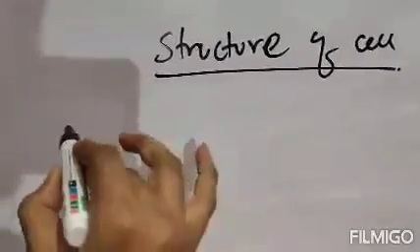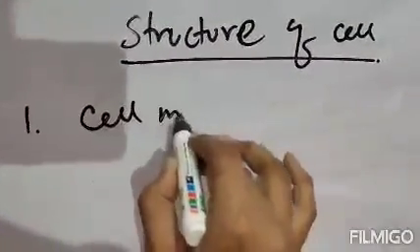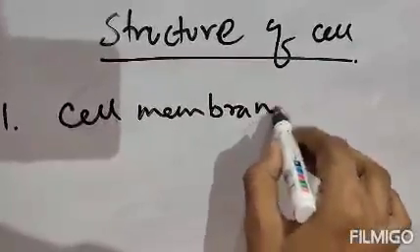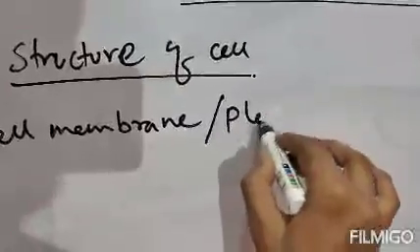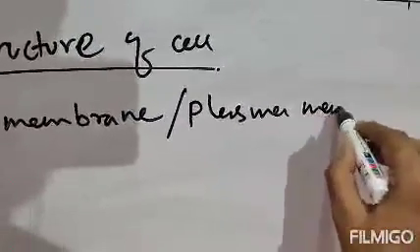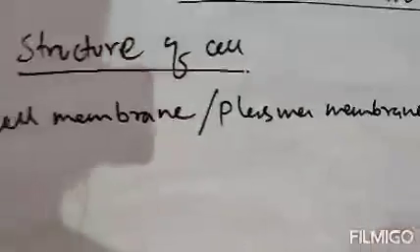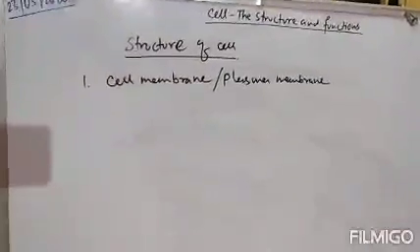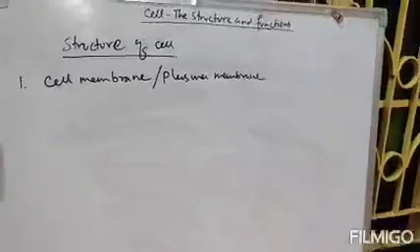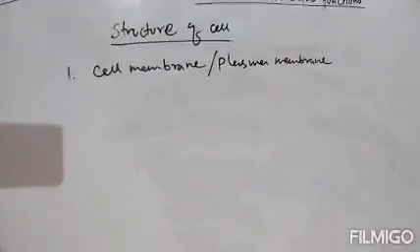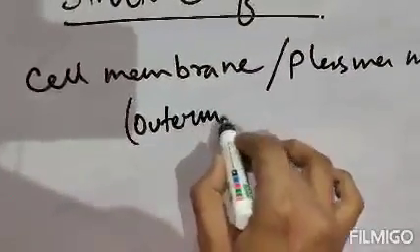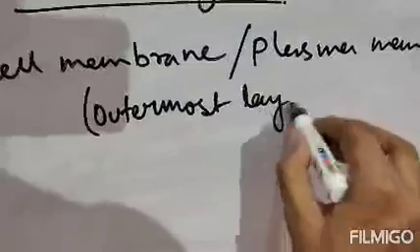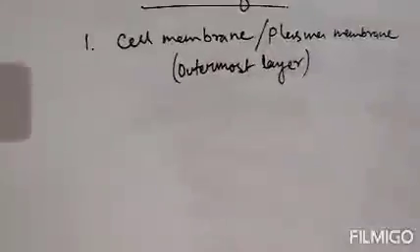Number one is your cell membrane, sometimes also called the plasma membrane. The cell membrane or plasma membrane is the outer covering layer of a cell, that is, the outermost layer of a cell. Clear?